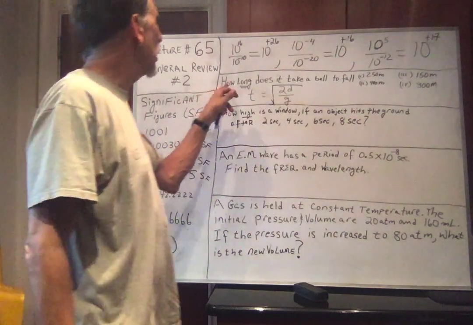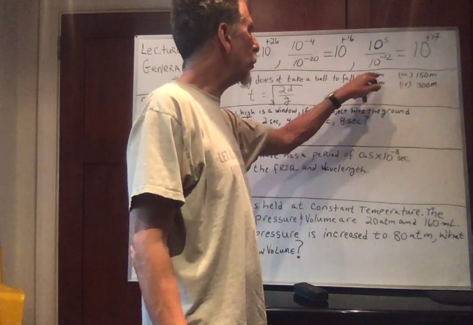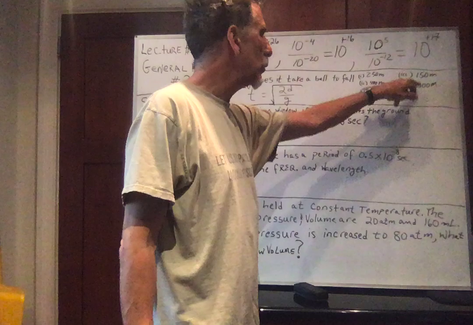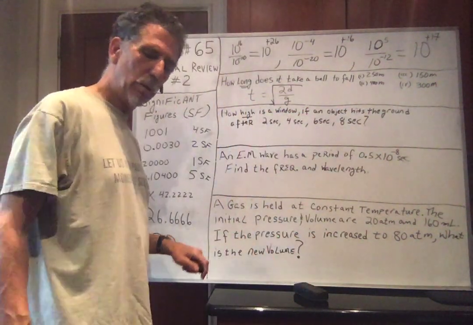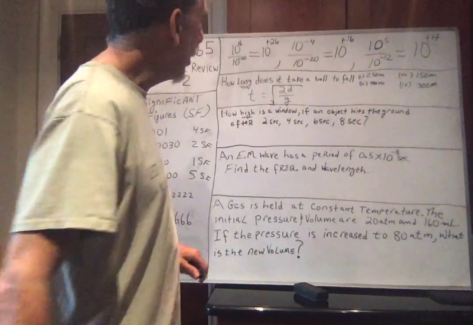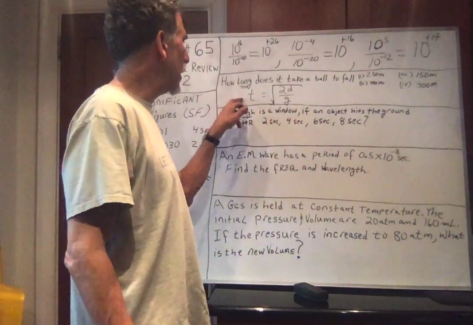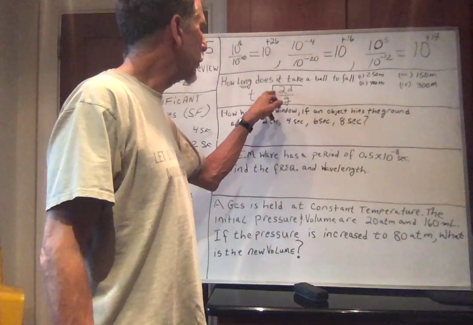All right, finally, let's see. How long does it take a ball to fall? 250 meters, 400 meters, 150 meters, 300 meters? Again, ignoring air resistance. We do not do the real world here, okay? All right, let's see. Our formula is T equals the square root of 2D over G.